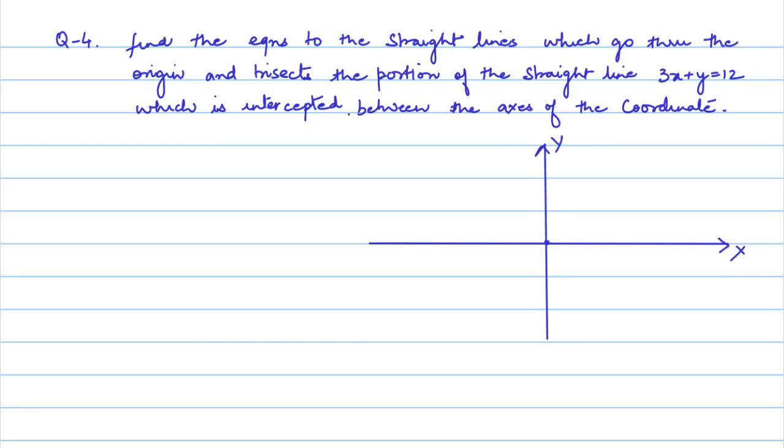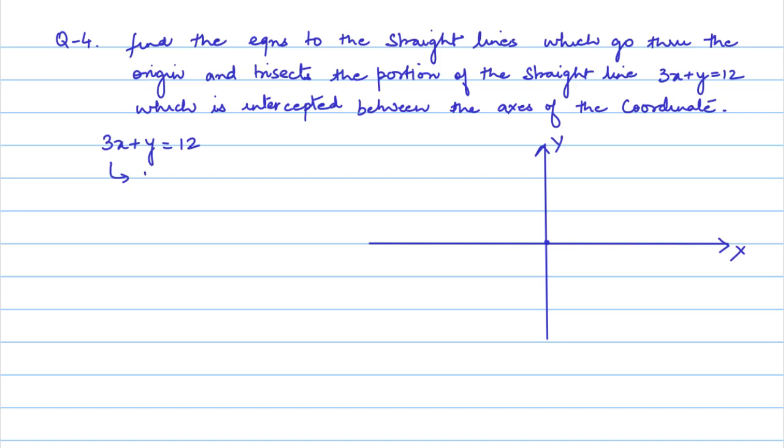What type of lines do we need? Our line should trisect the portion of the straight line which is intercepted between the axes of the coordinate. Now whenever you are given the equation of a line, you should either mentally or by writing it, find the points where your line cuts the x-axis and y-axis.